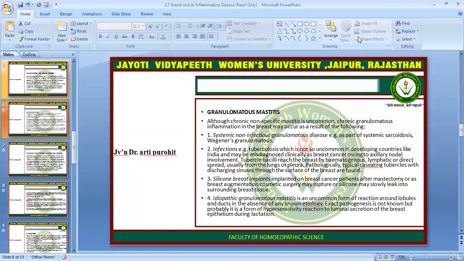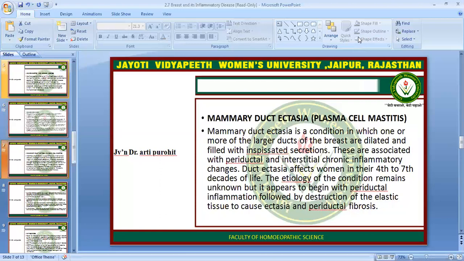And fourth one, idiopathic granulomatous mastitis is an uncommon form of reaction around lobules and ducts in absence of any known etiology. Exact pathogenesis is not known, but probably it is a form of hypersensitivity reaction to luminal secretion of the breast epithelium during the lactation.